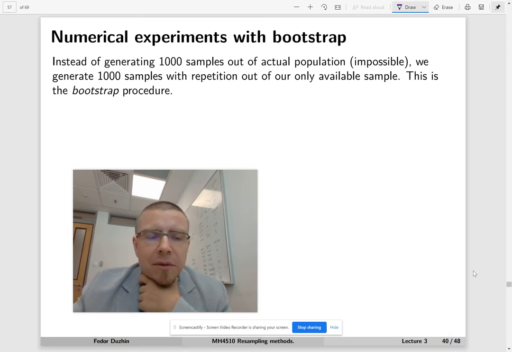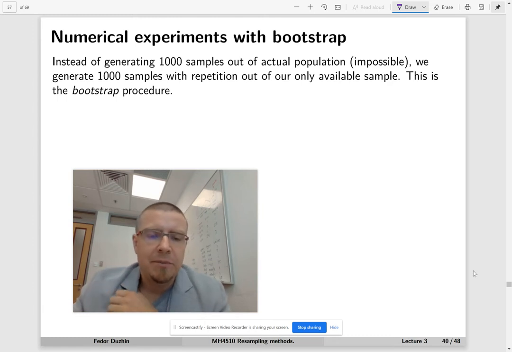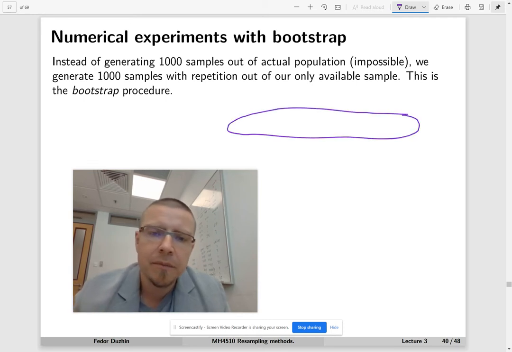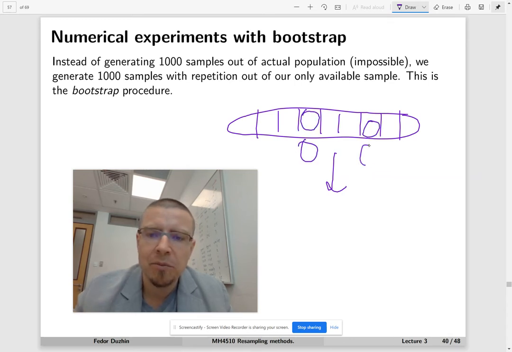we generate samples from just our only available sample, which is all our data set, but we do it with replacement. So it's something like this. This is our data set. Then we just generate a new sample that has the same number of observations, but some of them are duplicated and some of them do not appear there. So maybe this one is going to be duplicated. This one is going to appear 3 times. This is not going to appear. This is not going to appear.